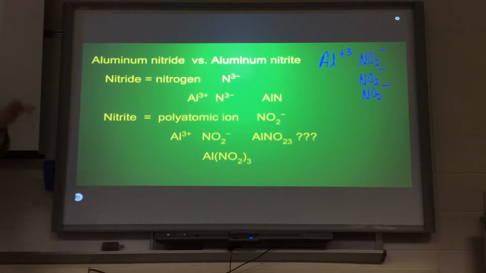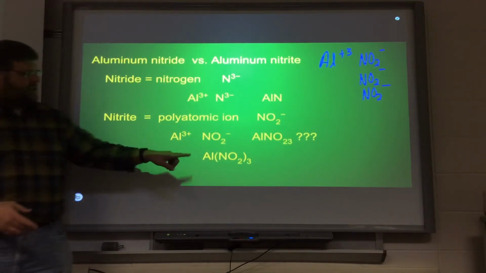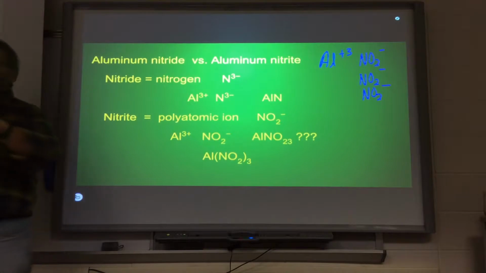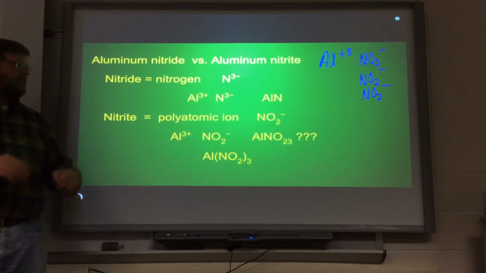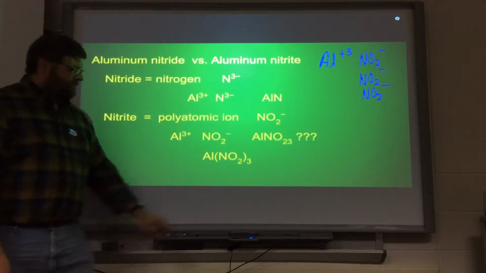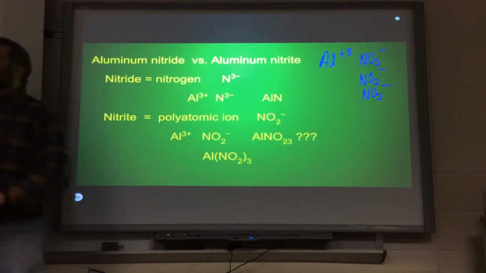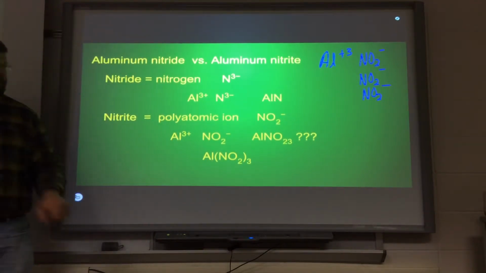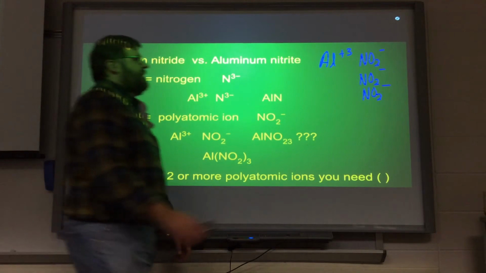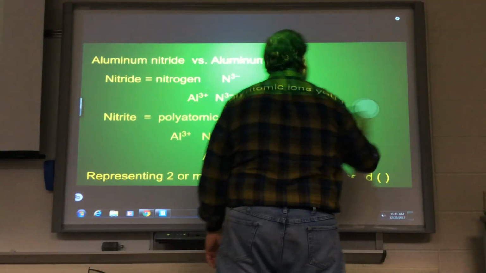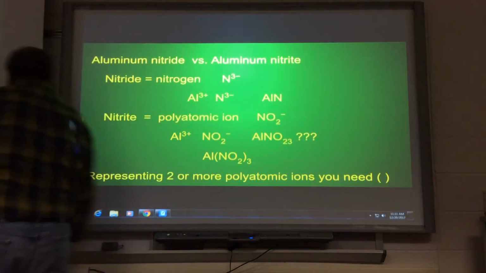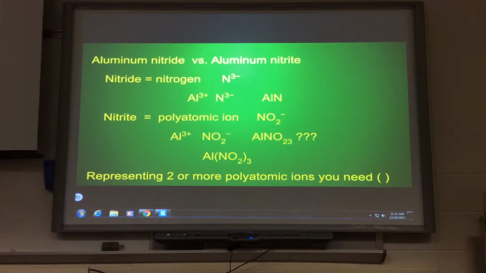But we've done it in a way that we can now look at that and identify, oh yeah, there's NO2 there, that formula, I know that formula. NO2 is nitrite. We have that one down. Any questions about that? So, you might want to write that down somewhere. If we have to represent 2 or more polyatomic ions in a formula, we have to put that polyatomic ion formula in parentheses. Gotta have those parentheses.